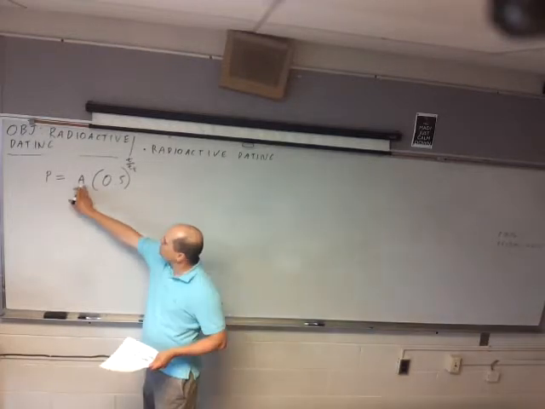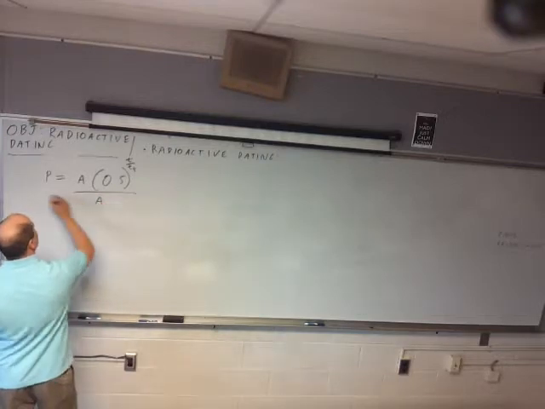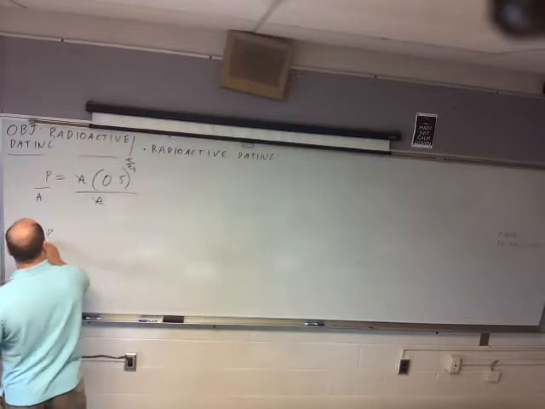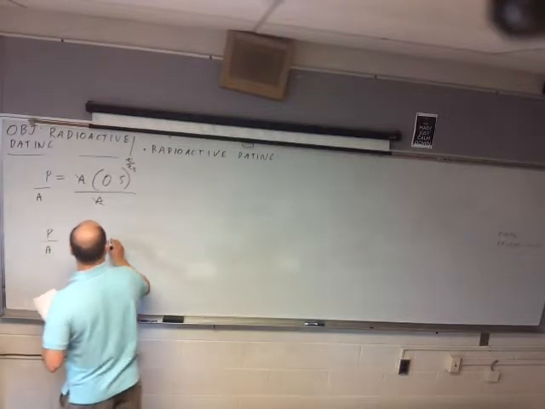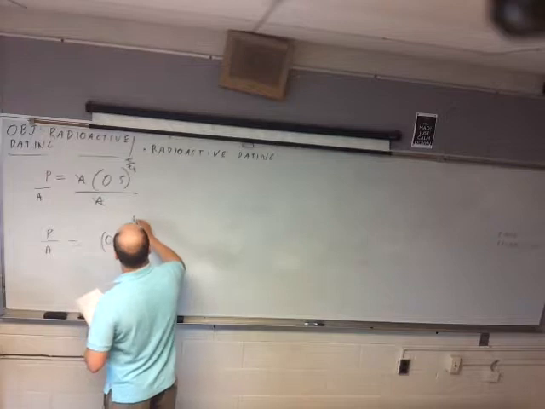All right, first thing we're going to do is get rid of this A. So let's deal with that. We divide both sides by A. So that goes away. So we get P over A is equal to 0.5 to the power of T over T half.